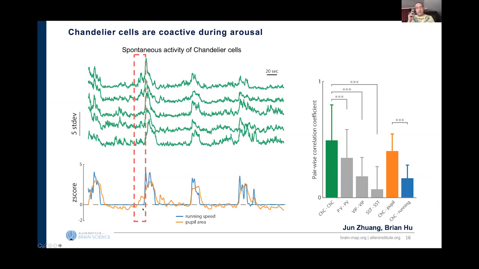So again, what this suggests to us, both the physiology and the anatomy, is that the Chandelier cells carry a global inhibitory signal, particularly during arousal, that is then individually adjusted to each neuron by the number of synapses that they receive on the axon initial segment.